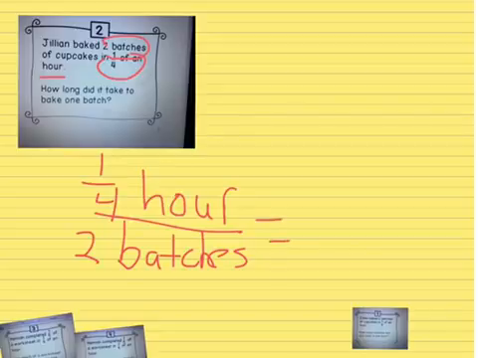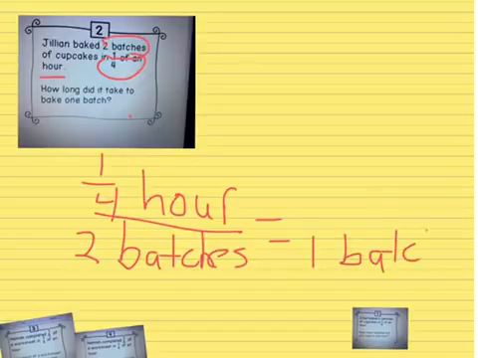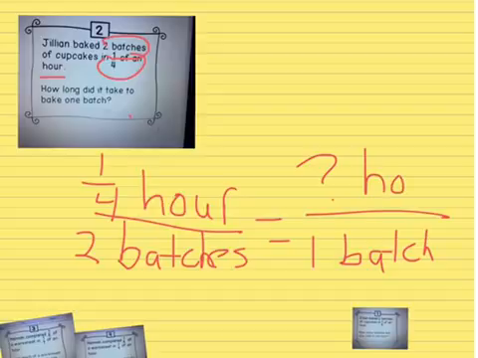And I know that my question says that I need to find out how long did it take her to bake 1 batch. So I'm going to set that up as my other ratio in order to find out how many hours did it take her to make 1 batch. Whatever you're finding how much or how many of would go on top. So now I can figure out my problem.